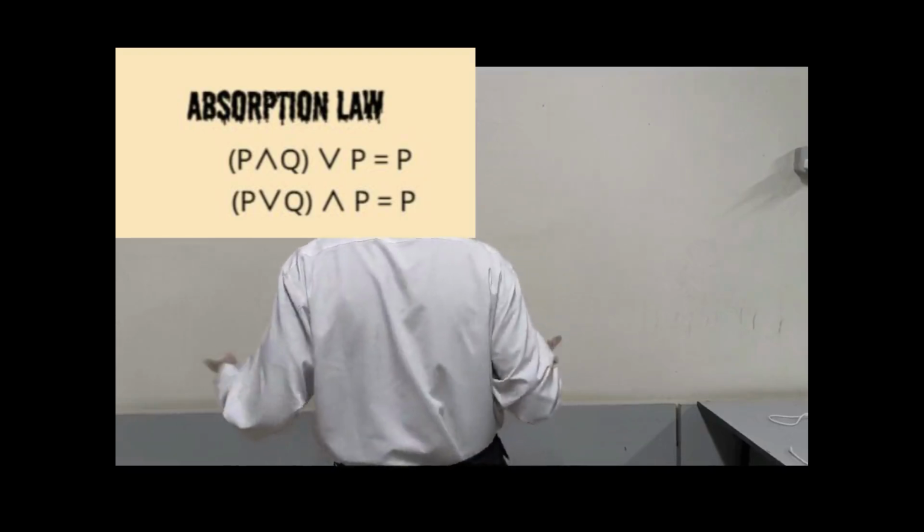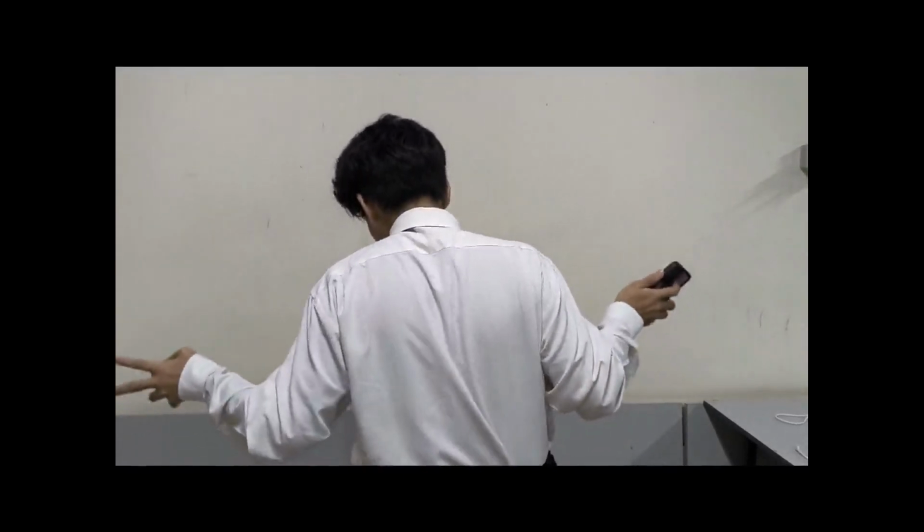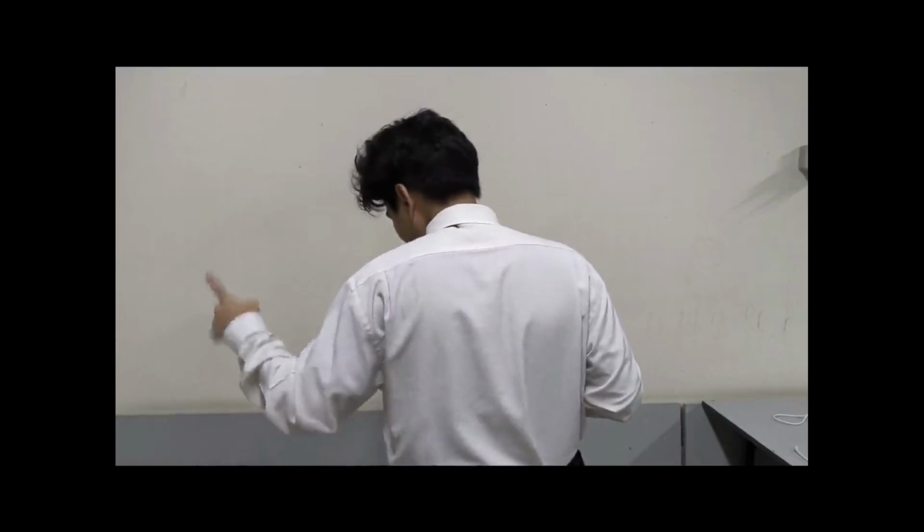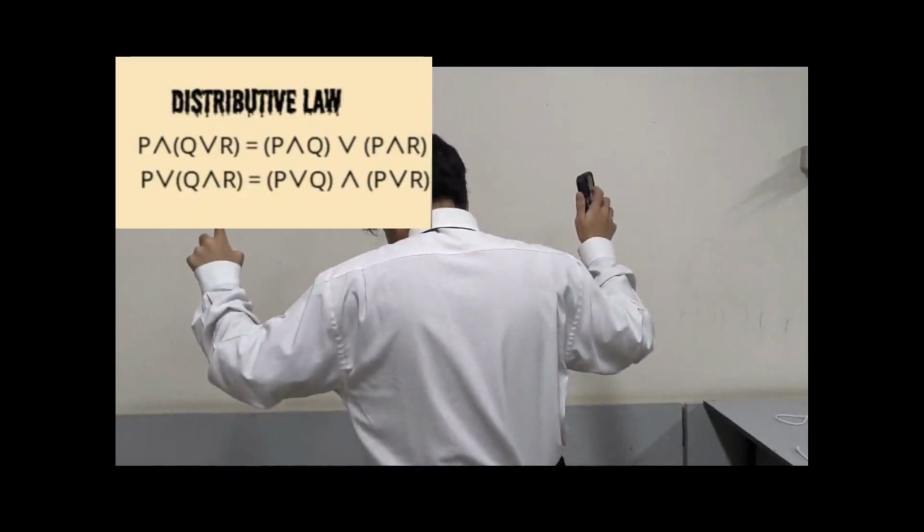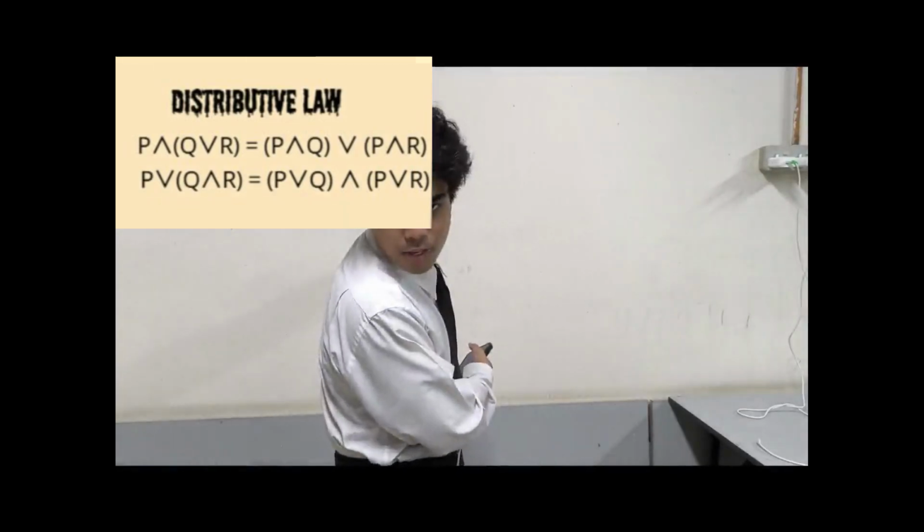The associative law tells us that the grouping of terms in a conjunction or disjunction does not affect the result. For example, like this. The distributive law shows how conjunction and disjunction interact. For example, like this. The idempotent law states that repeating an operation with the same operand doesn't change the result. For example, P or P is equal to P and P and P is equal to P.